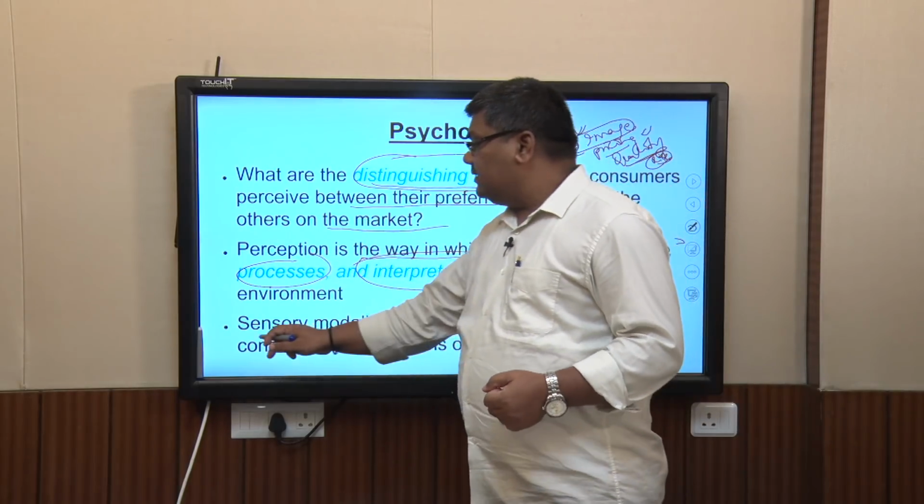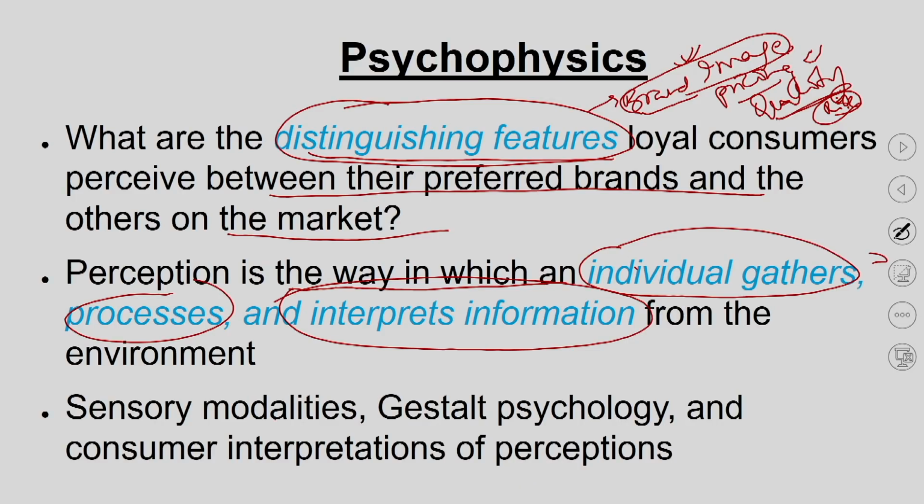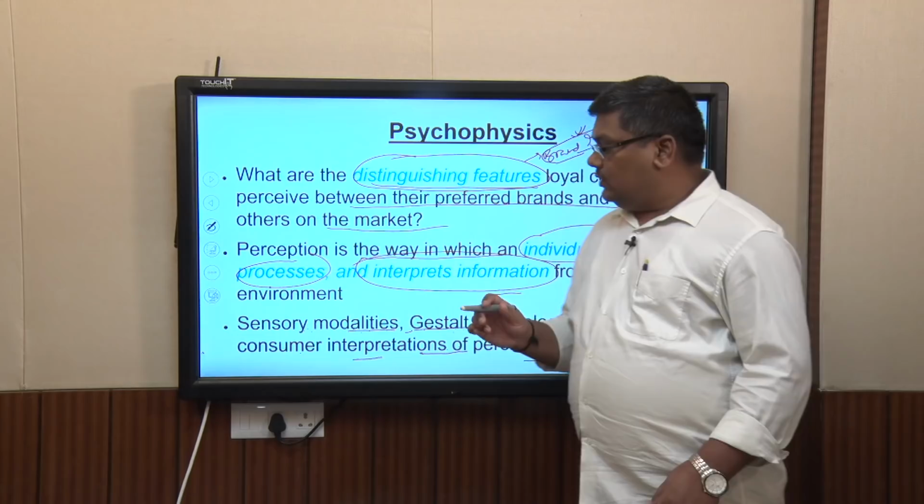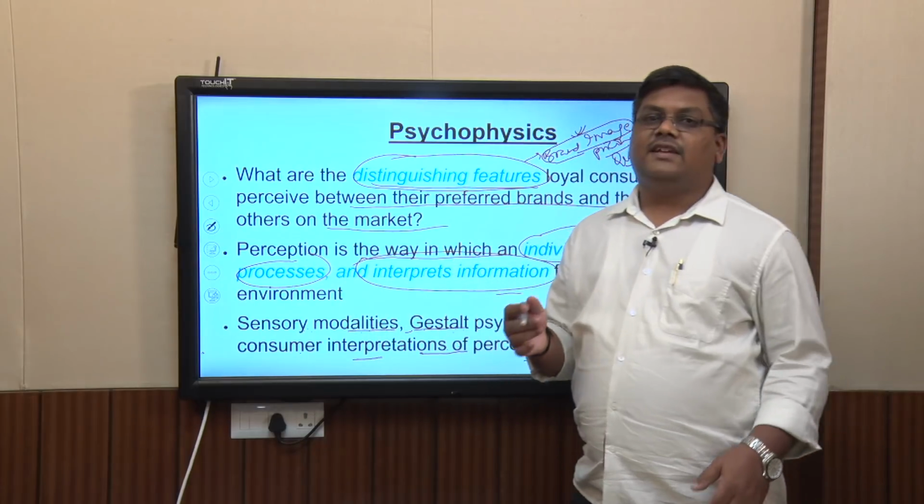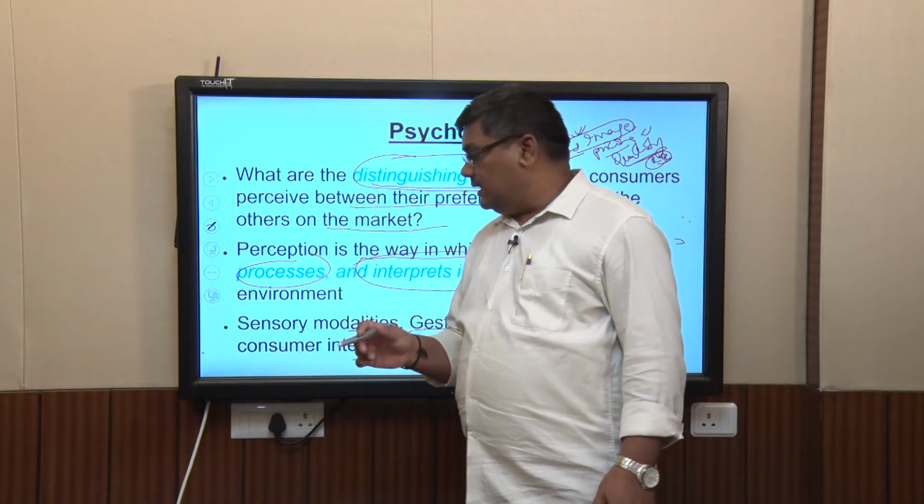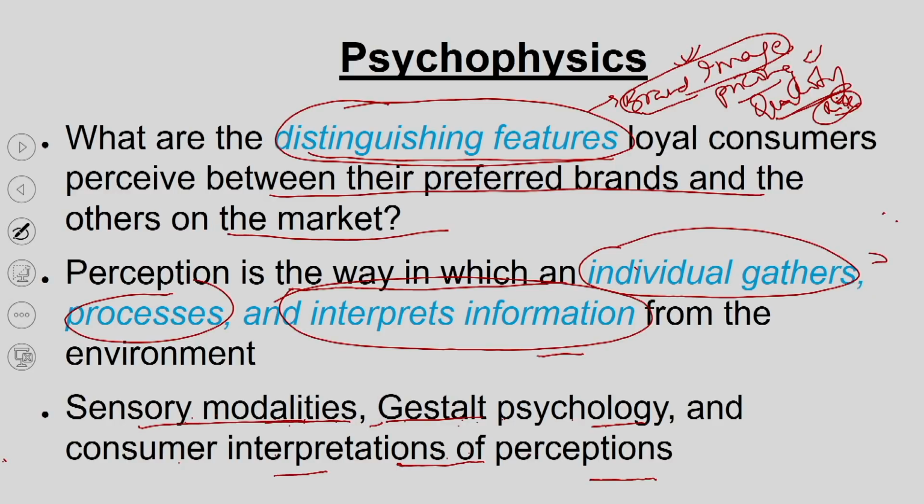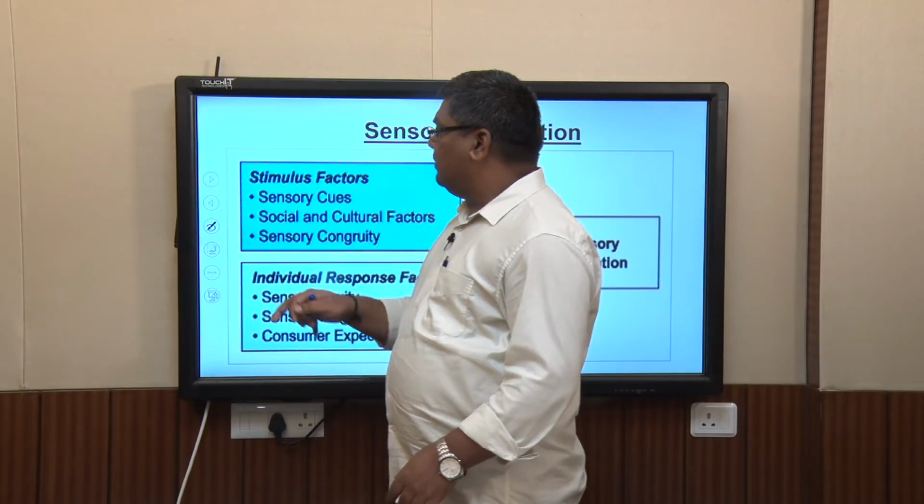So, several perceptual factors are there. Some of the perceptual factors which affect consumer perception in the market are sensory modality, Gestalt psychology and consumer interpretation. So, let us look at all of them one by one. As I was saying, the perceptual factors which affect consumer perception or consumer behavior in the market are sensory modality related factors, Gestalt psychology related factors and consumer interpretation related factors, or consumer interpretations of perceptions. So, let us look at what these are one by one.